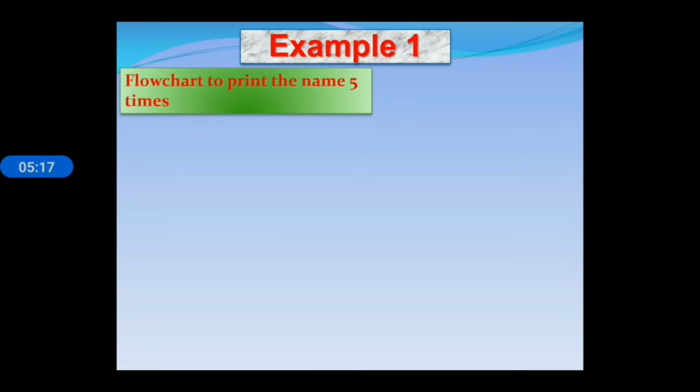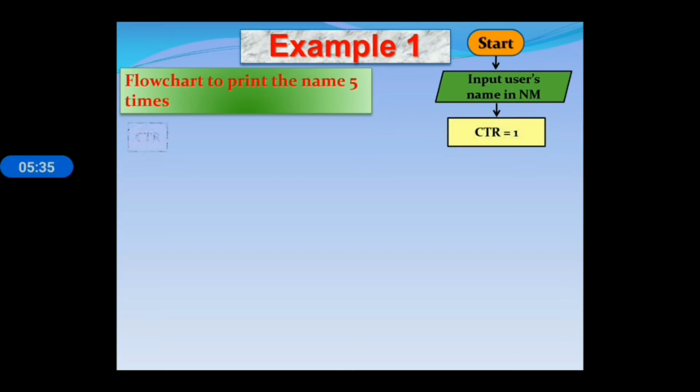Now let's see the example for the loop. If you want to print a name 5 times, then what's the flowchart of that program? First start, then input the user's name in the variable name. Then here in the processing box, we initialize the variable CTR to 1. So now the value of CTR is 1.